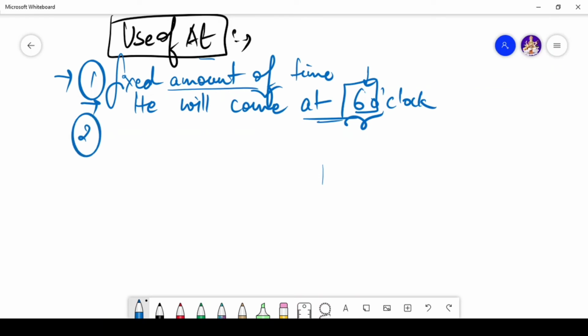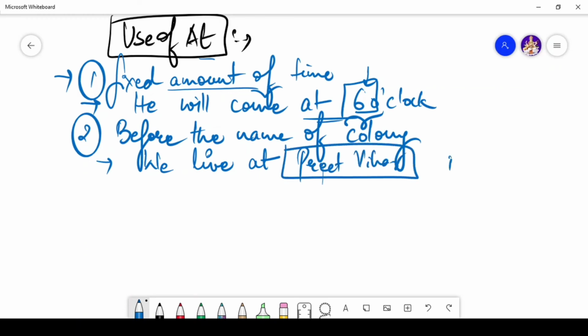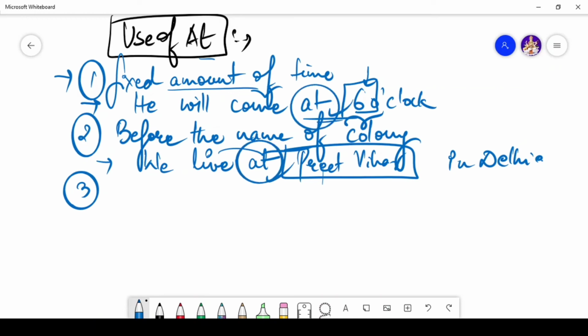The second case is before the name of any colony. Okay, before the name of a colony, let's say for example, we live at Preet Bihar. Okay, it's the name of a colony, Preet Bihar in Delhi. So in these cases, what I did here was that if I am using the name of a colony, then before that again at is used. So if I'm talking about any name of a colony, before that at is going to be used.